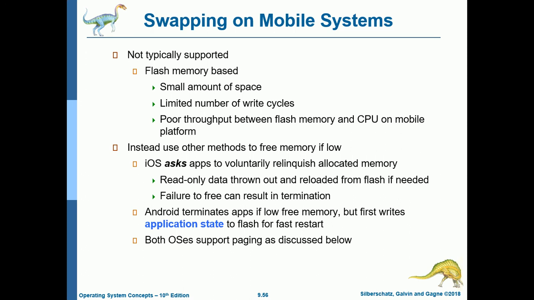So instead, other methods are used to free memory if it is low. For iOS, it asks apps to voluntarily relinquish allocated memory; read-only data is thrown out and reloaded from flash if needed. Failure to free can result in termination. Android terminates apps if free memory is low, but first writes application state to flash for fast restart. Both operating systems, iOS and Android, support paging as discussed.